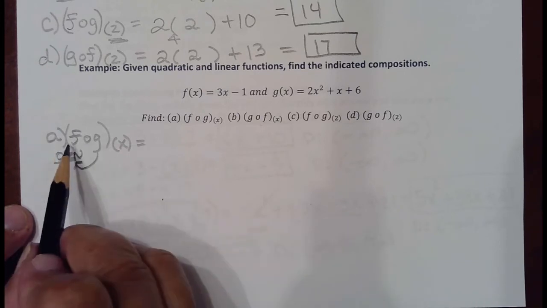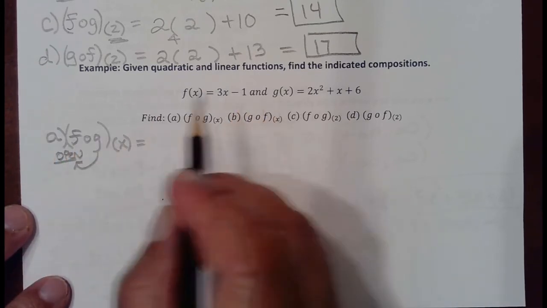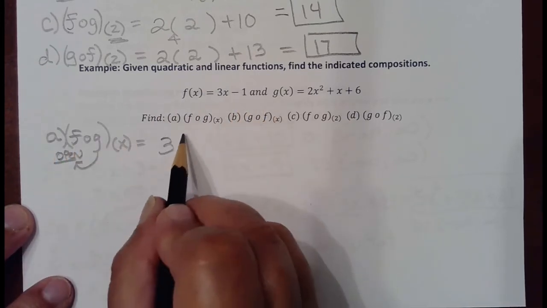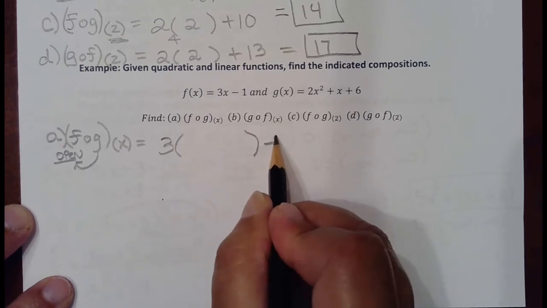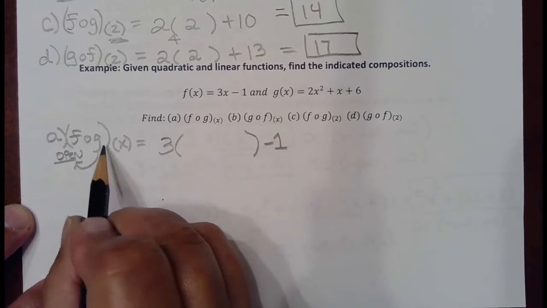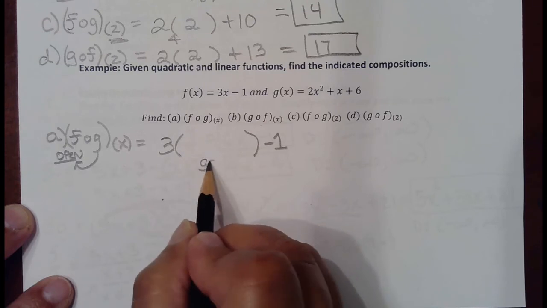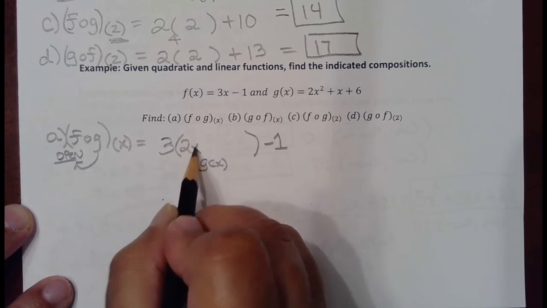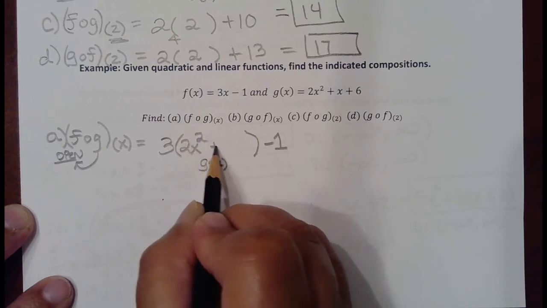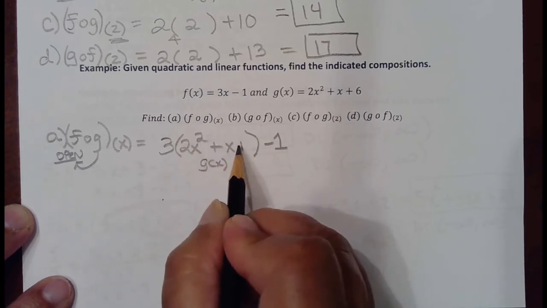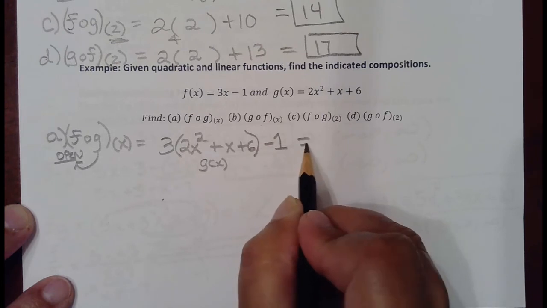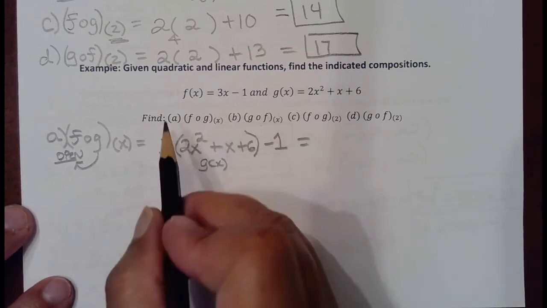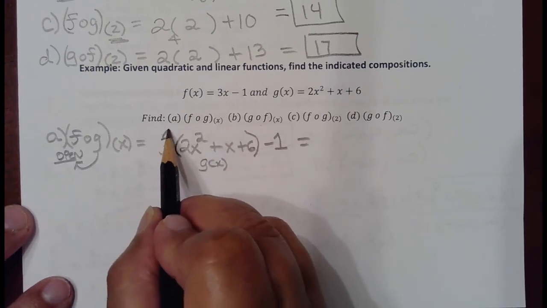That gives you 6x squared plus 3x plus 18 minus 1. Combining those two constants, you end up with 6x squared plus 3x plus 17. And that is f composed of g, or in other words, f with g plugged into it.